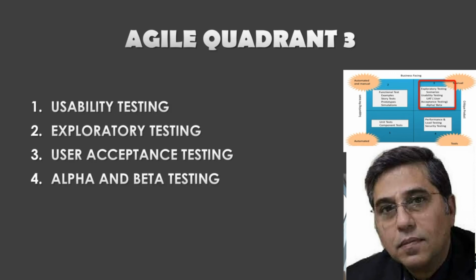Alpha and beta testing. Alpha testing is a type of software testing performed to identify bugs before releasing the product to real users or the public. And beta testing is performed by clients who are not part of the organization. Alpha testing is performed at the developer site, and beta testing is performed by the end users of the product.